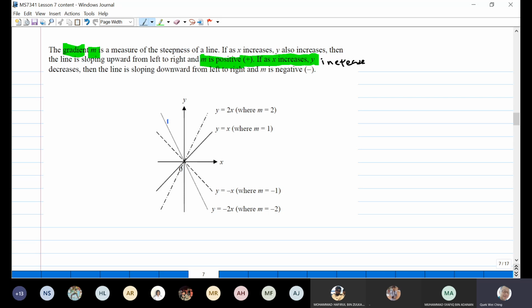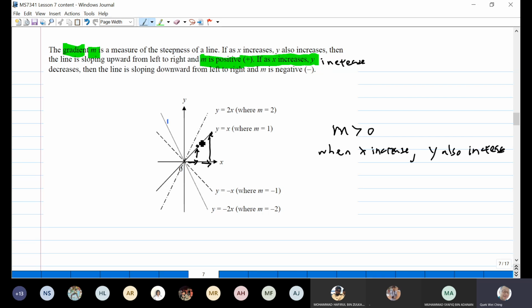Okay, so when m is positive, it means that when x increases, y also increases. So you can see the direction: if your x is this, the y is this, okay, get xy here. This m is positive, right? So increase your x a little bit, now to here, your y increases to here now.